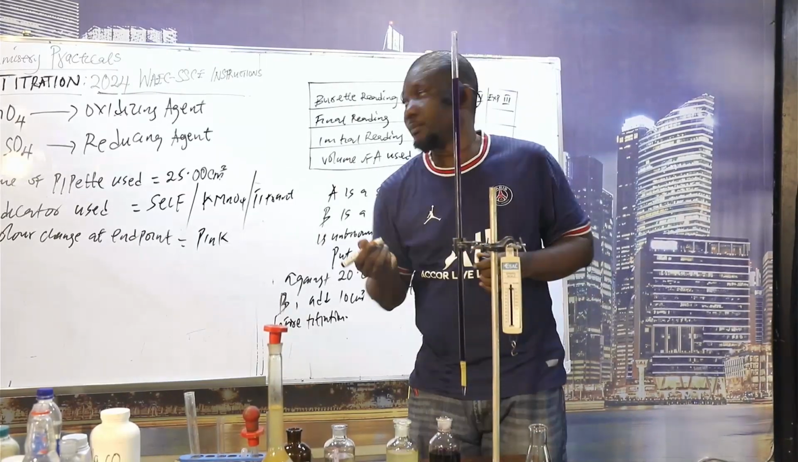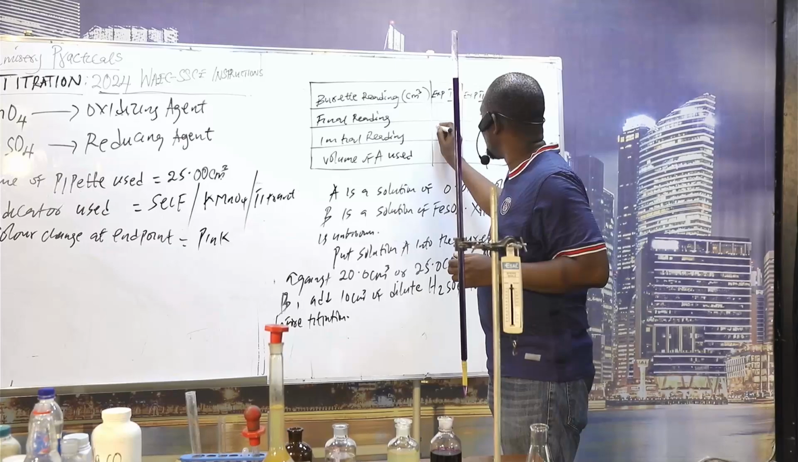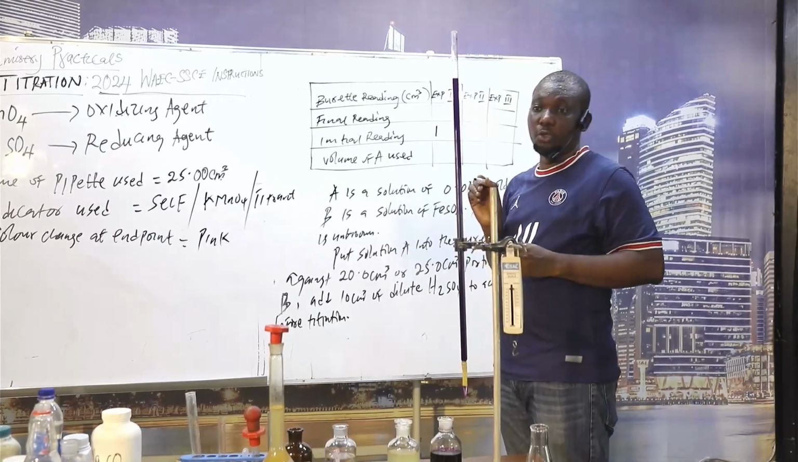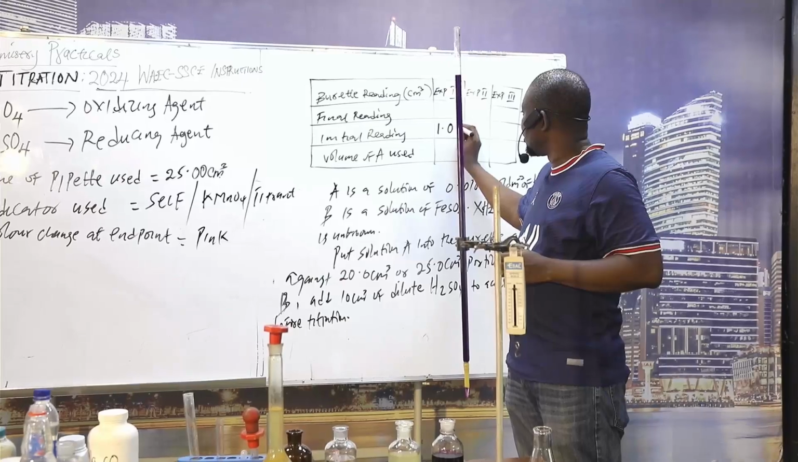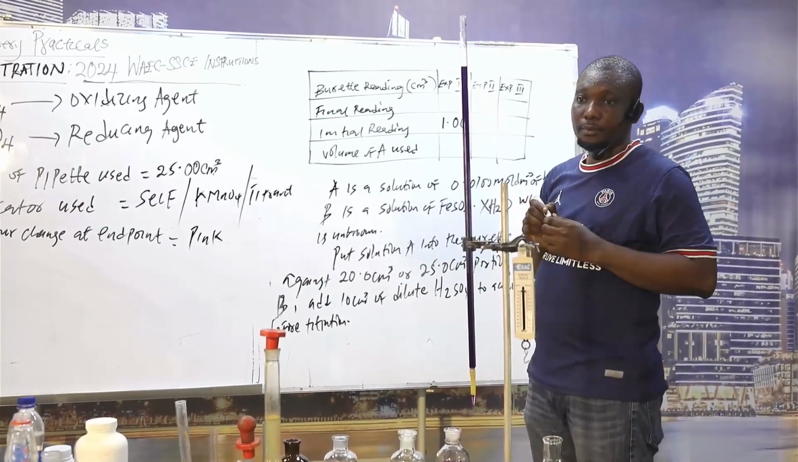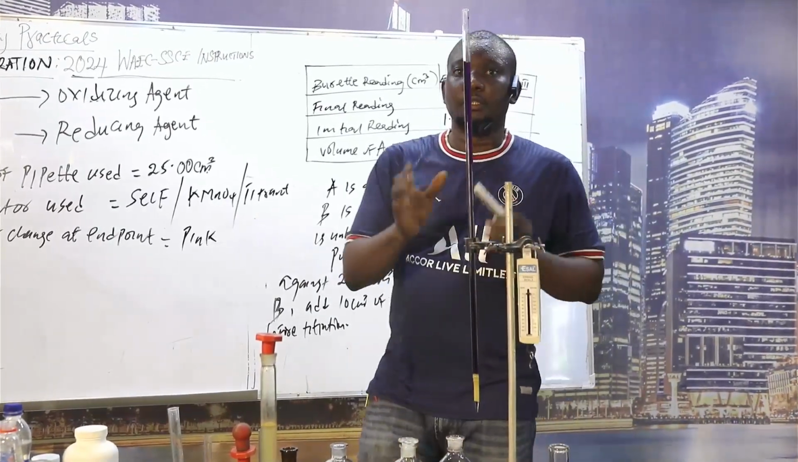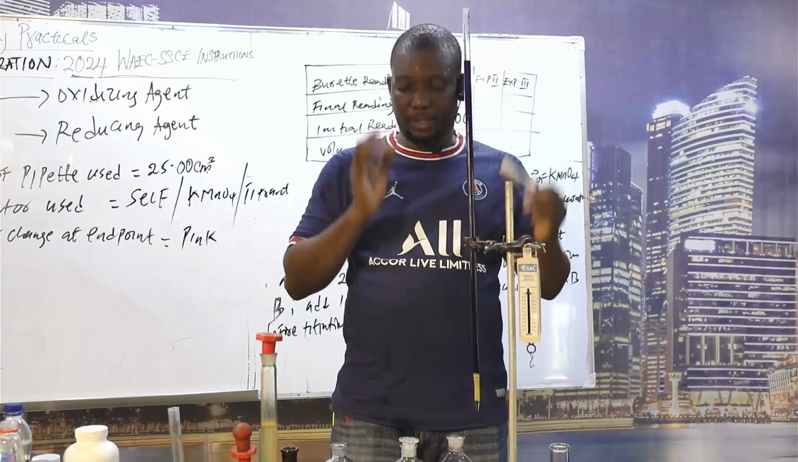So the upper meniscus here, I think I can see something like 1. So I have my initial reading here as 1.0. Make sure it's in 2 decimal places. Are you with me? Okay. You have taken care of this.